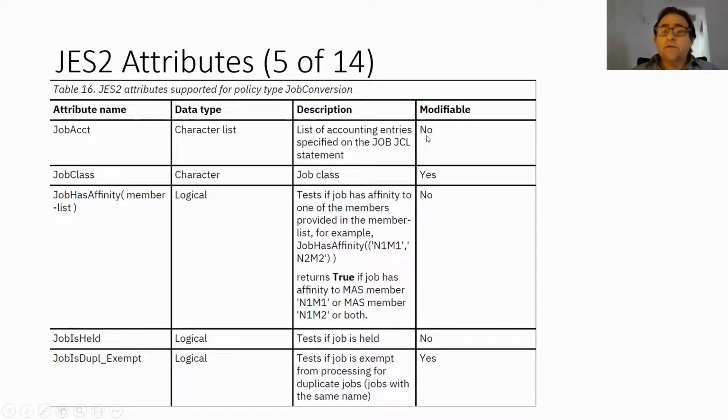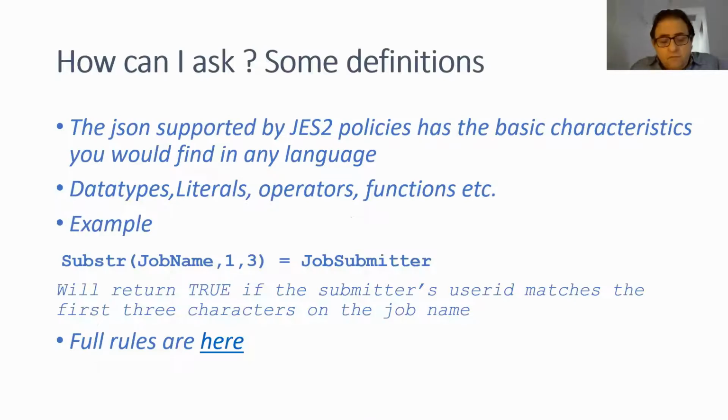That has probably got to do with security issues, perhaps money issues. You don't want somebody to change their accounting information somehow and then perhaps not pay for the use of the computer. So those are the attributes that I can ask. And how can I do that?